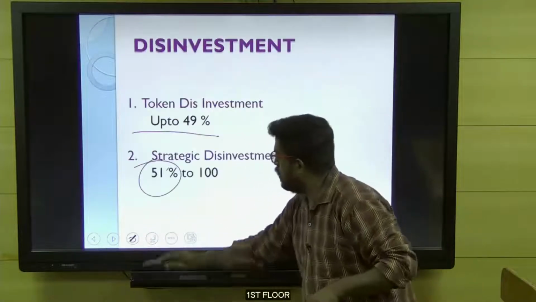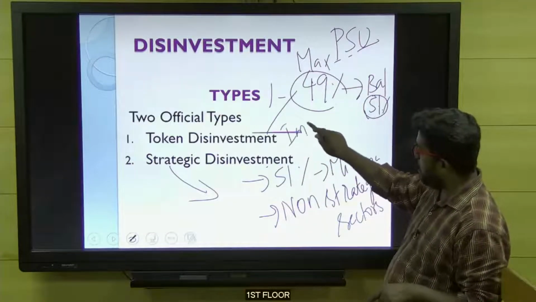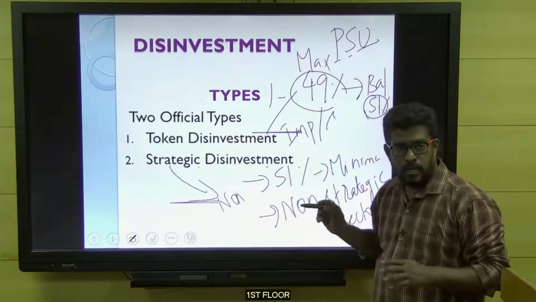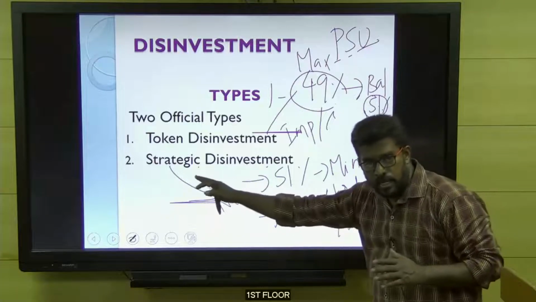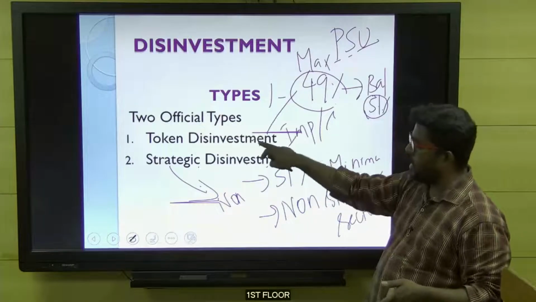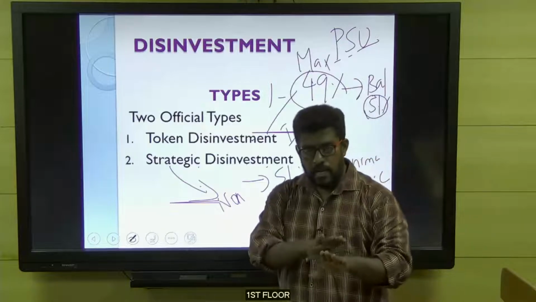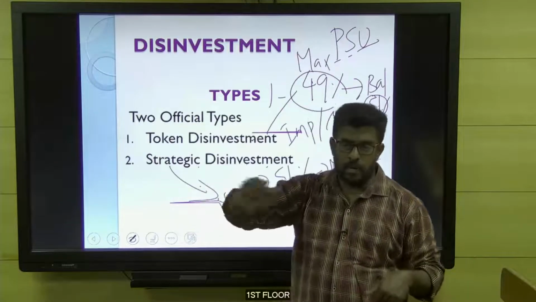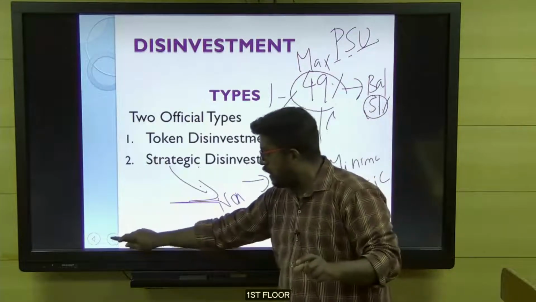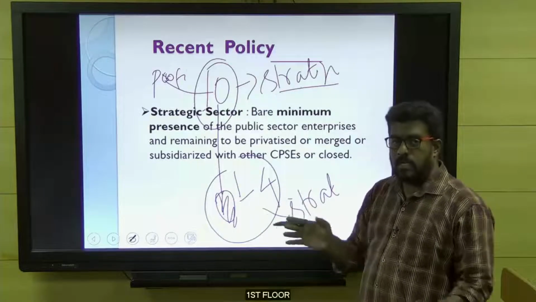Earlier, look at the point. The government was doing token disinvestment in the important or strategic areas, and strategic disinvestment in the non-strategic areas. Strategic disinvestment was done only in the less important areas. In important or strategic areas, we were doing only token disinvestment. But now the concept is, we classify the areas into strategic and non-strategic. For non-strategic, the government is not at all worried; the government may do anything. In strategic, the government will have a minimum presence of one company and a maximum of 4 companies. That's the government's choice.